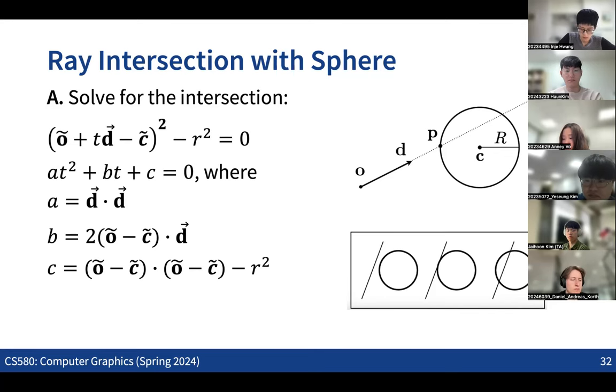Right? So for any kind of primitive, we can consider solving all of these and then finding the intersection point. And for fast computation, it becomes a matter of how we can efficiently compute all of these things.